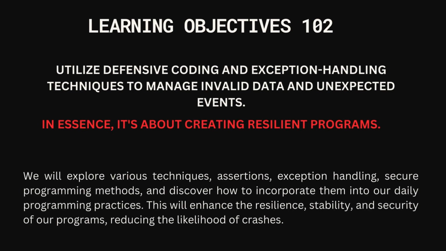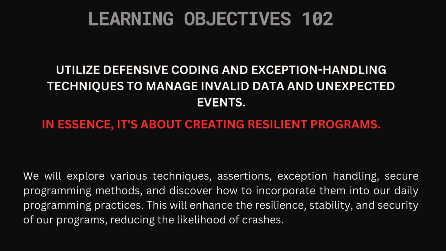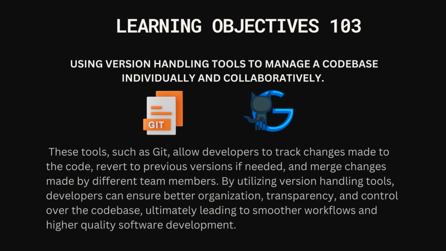Another objective is how to utilize defensive coding and exception handling techniques to manage invalid data and unexpected events. It's a bit of a mouthful, but basically what it means is how to build powerful, robust programs that don't crash. Simple as that. So we'll dive deeper into that later in this course.